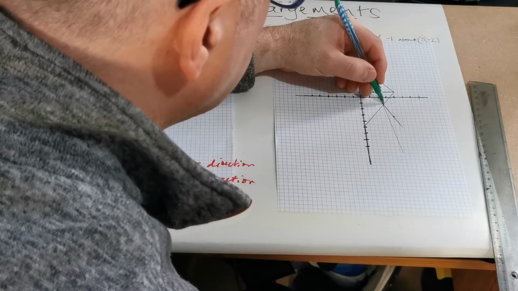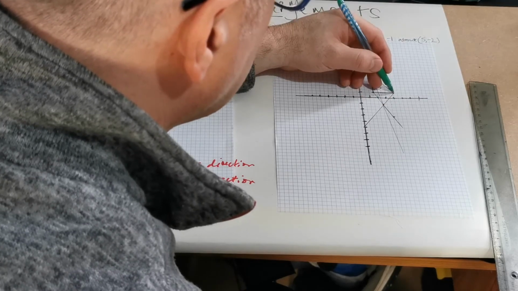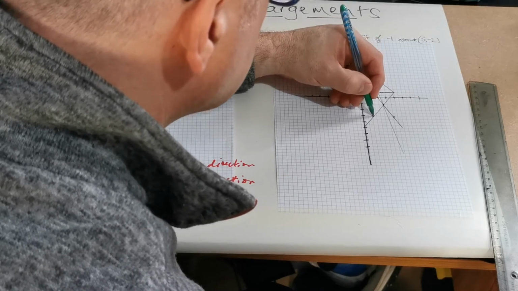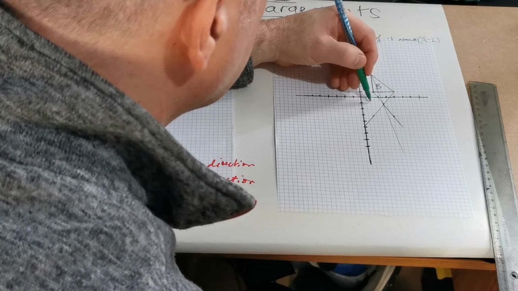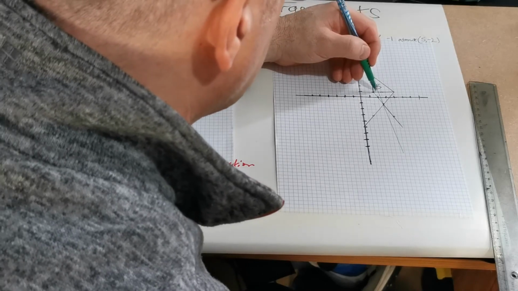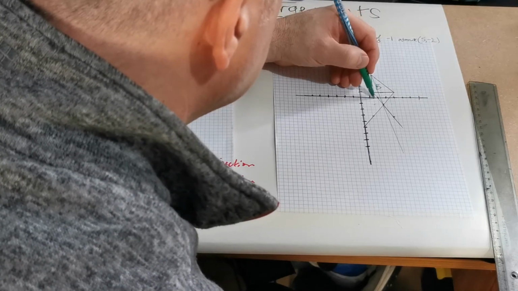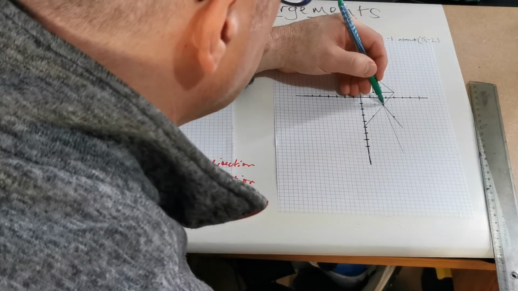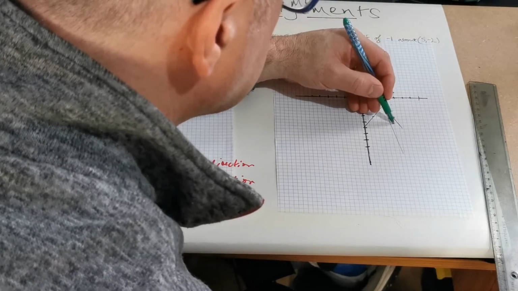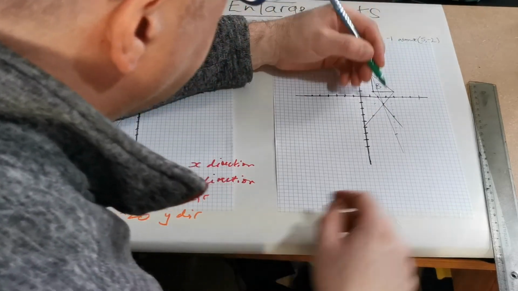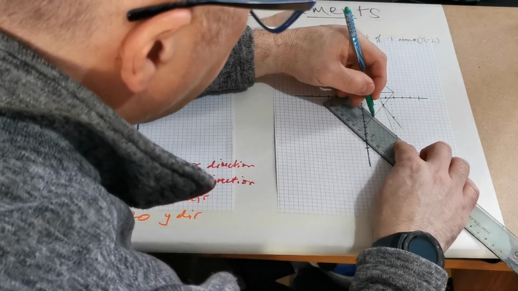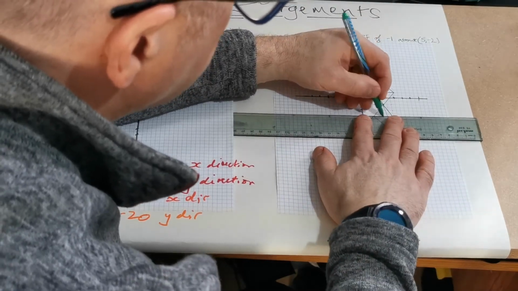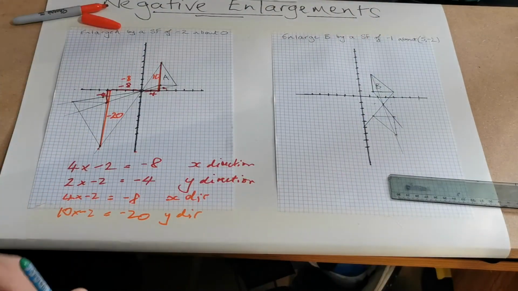So here, this one goes 3 along and 4 up, so they'll go 3 back, 4 down, so about there. And this one we're going to go 2 back and 2, 4, 6, 8, 10. So 2 that way and 2, 4, 6, 8, 10 is about there. So it ends up like that.